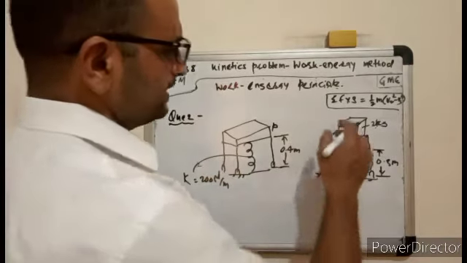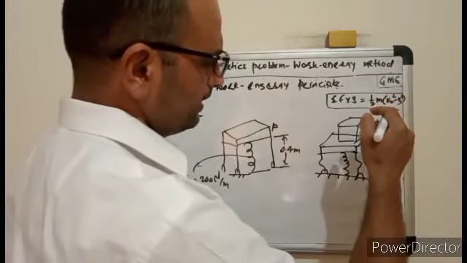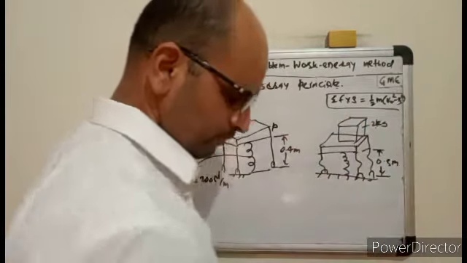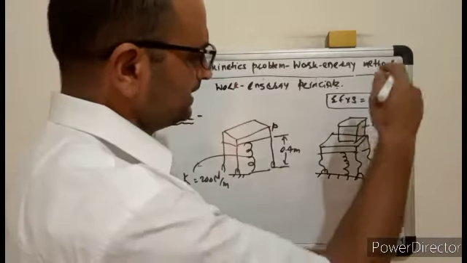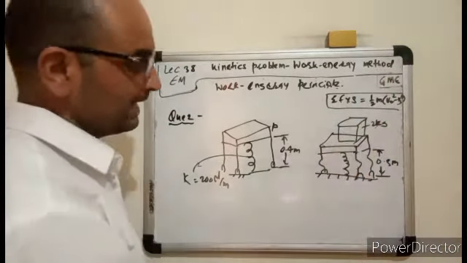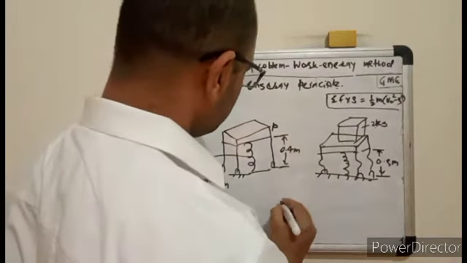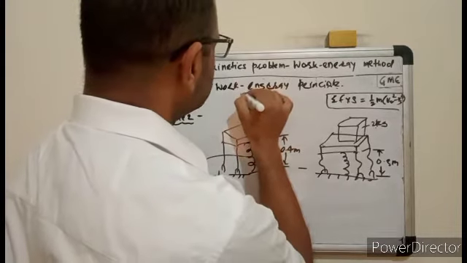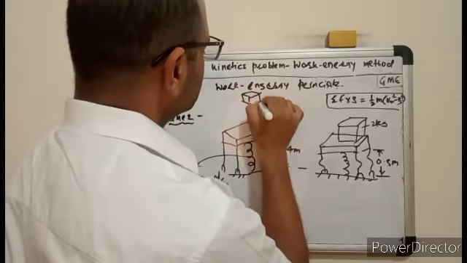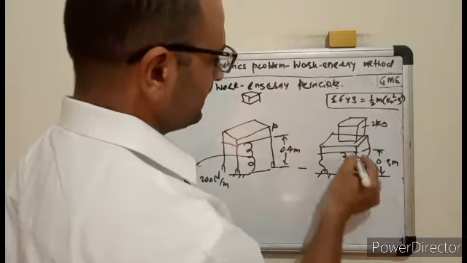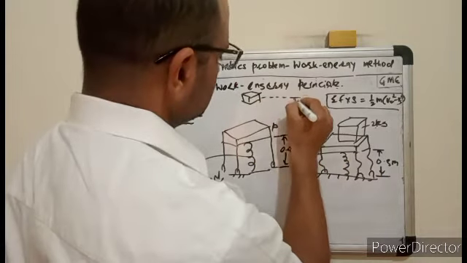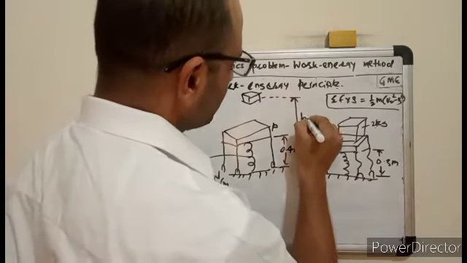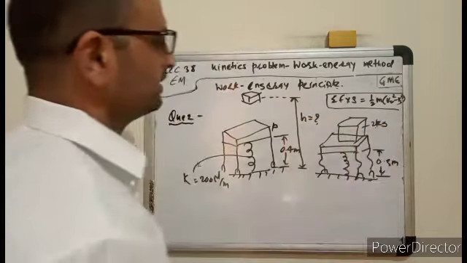When you release this 2 kg, how much height will it lift? Once you release it, the block will reach here. How much height will this block gain after release, with reference to the ground surface? We need to calculate this height H once we release this 2 kg weight.